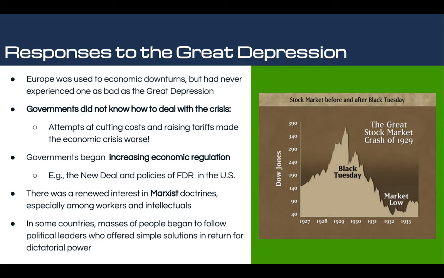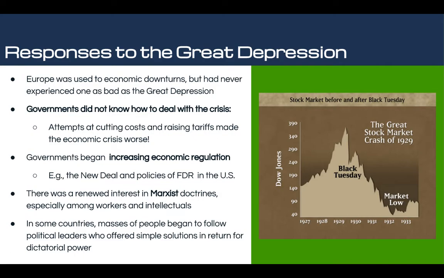So what were some of the responses to the Great Depression? Well, for the most part, countries in Europe and the United States had experienced depressions before, but they had never experienced one quite as bad as this. And so governments didn't know how to deal with this crisis. They try to cut costs, they try to raise tariffs to encourage goods being made within their countries, but that only makes the economic crisis worse.